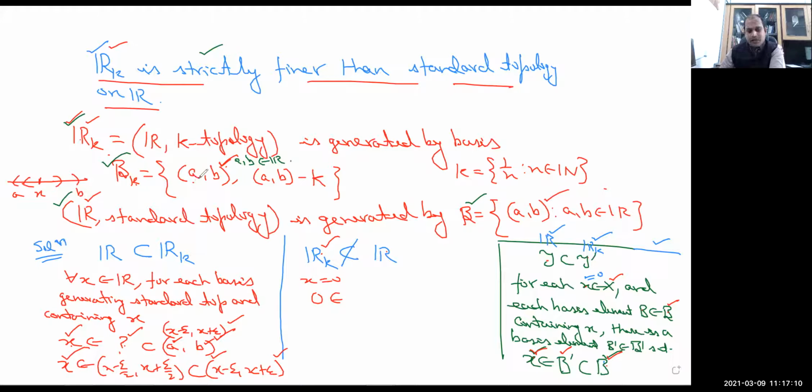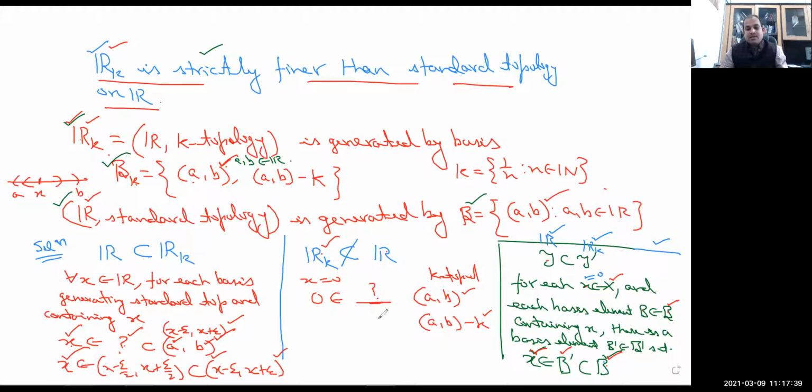So the basis of this K topology will be of the type open interval AB or AB minus K. So let me write here AB. This is from K topology. And obviously AB minus K. We need to check for all basis elements containing 0.